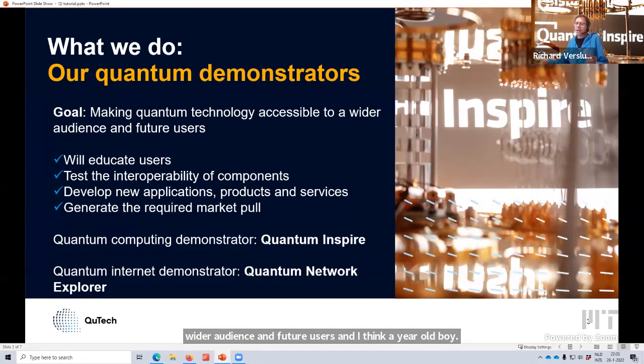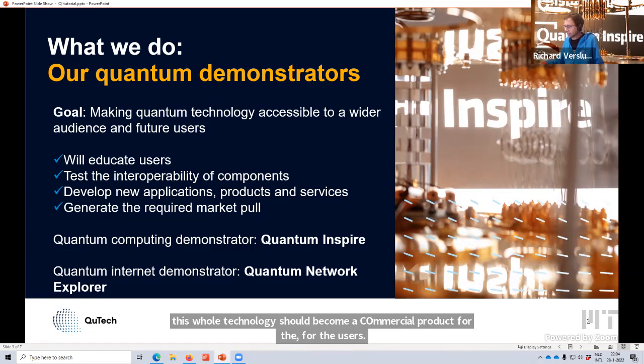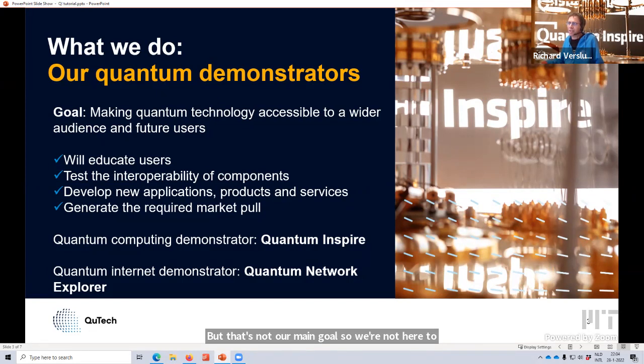So what do we want to do? We want to educate users on how to use quantum technology and how to get the best out of quantum technology. We build full stack demonstrators because we want to test the interoperability between the different components. Some of the components are developed in-house. Some of the components we develop together with some other companies in our ecosystem. And we want to develop new applications and products and services for the world. And of course, all of this is actually meant in the end to generate the required market pull, because at one point in time, this whole technology should become a commercial product for the users, but that's not our main goal. We're not here to produce commercial products. We're here to do the intermediate step and bring the technology to the market.